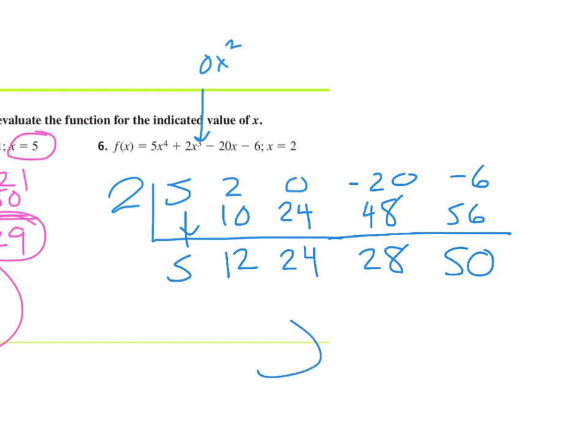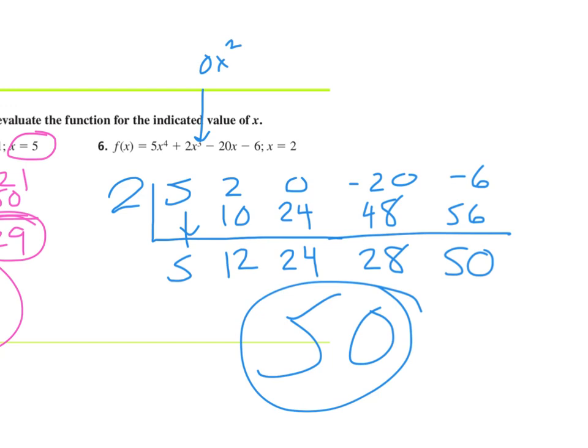Why is it 24 and not the one to the left? It's this one. 24 plus 0, 0 plus 24. So that's why it's positive. So our answer is 50.